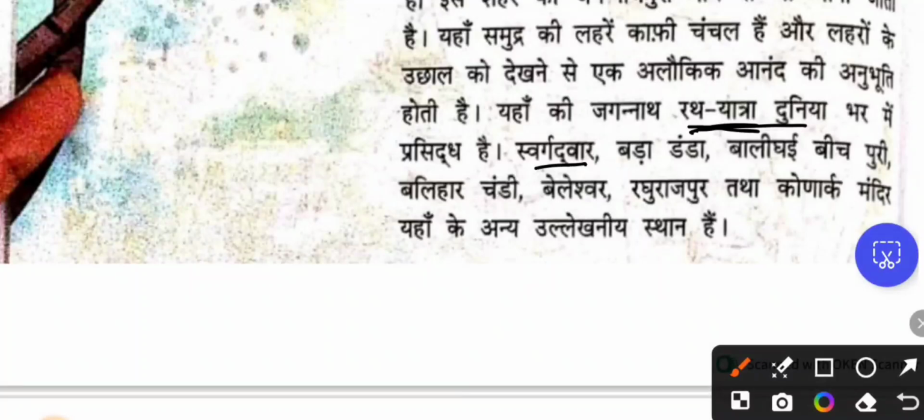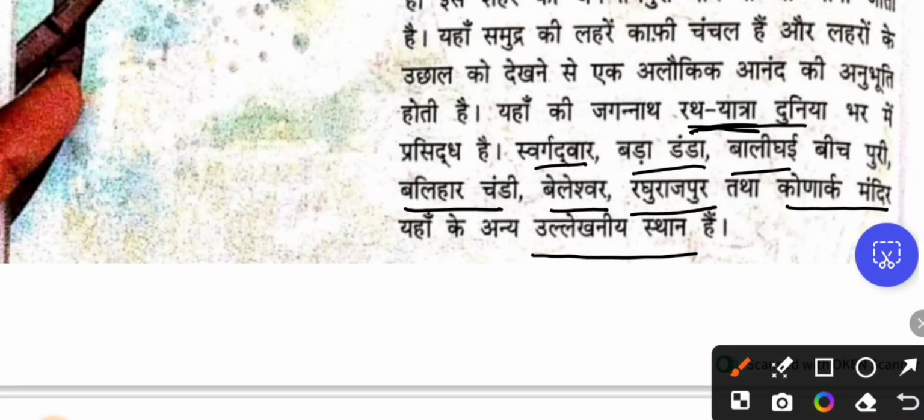Swargadwar is famous, Bada Danda is famous, Baligai beach Puri, Balihar Chandi, Baleshwar temple, Raghurajpur, the place which is very famous for the arts, for its art forms, and the Konark temple, the sun temple. So these are the other notable, remarkable places which we can visit.